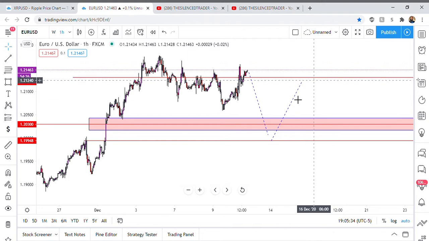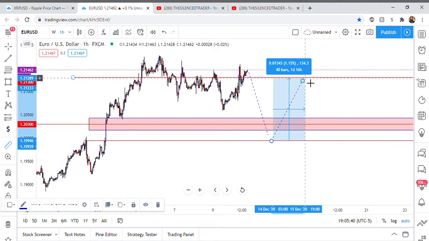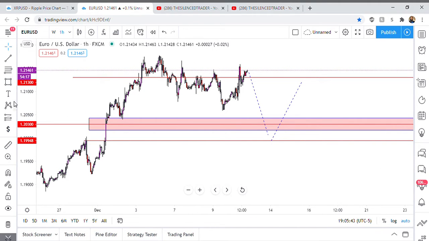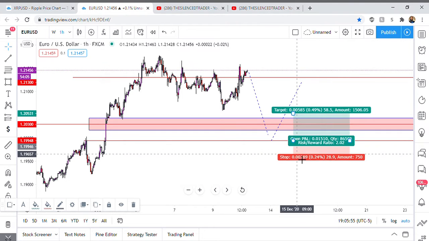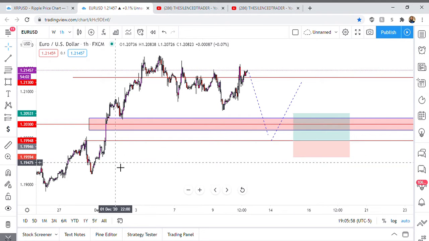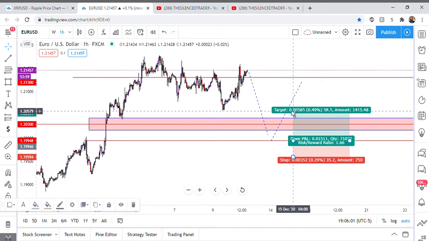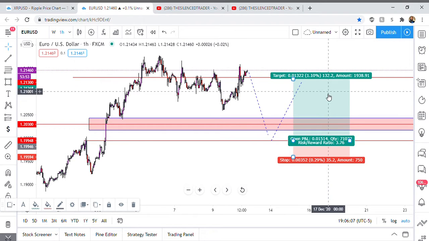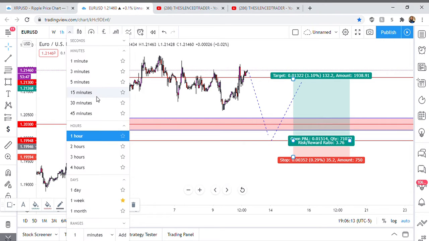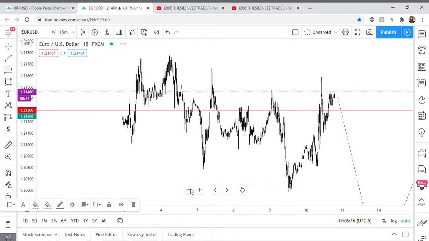This right here is about 134 pips. Guys, look at this risk to reward ratio. It's crazy. Can't get any better than this, guys. You would put your stop loss right below the last higher low and TP up here. 35 pips to gain 132 pips on the 1 hour chart is not bad. And if you scale down to the 15-minute chart, you could lower your stop loss depending on your entry.